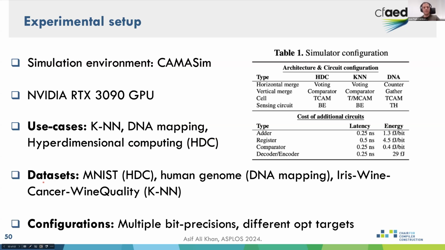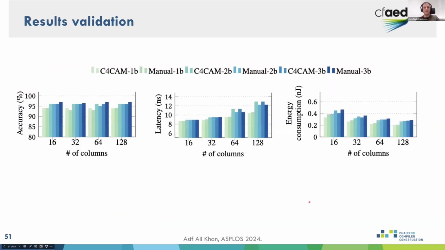Right, and in terms of data sets, we have simple data sets for HDC, like MNIST, and in a bigger application, we have the DNA read mapping over the human genome. And for KNN, we have small classification tasks on some miscellaneous data sets. Some possible configurations that we have to play with are, for instance, multi-bit precision and different optimization targets that we're going to present in the next slides.